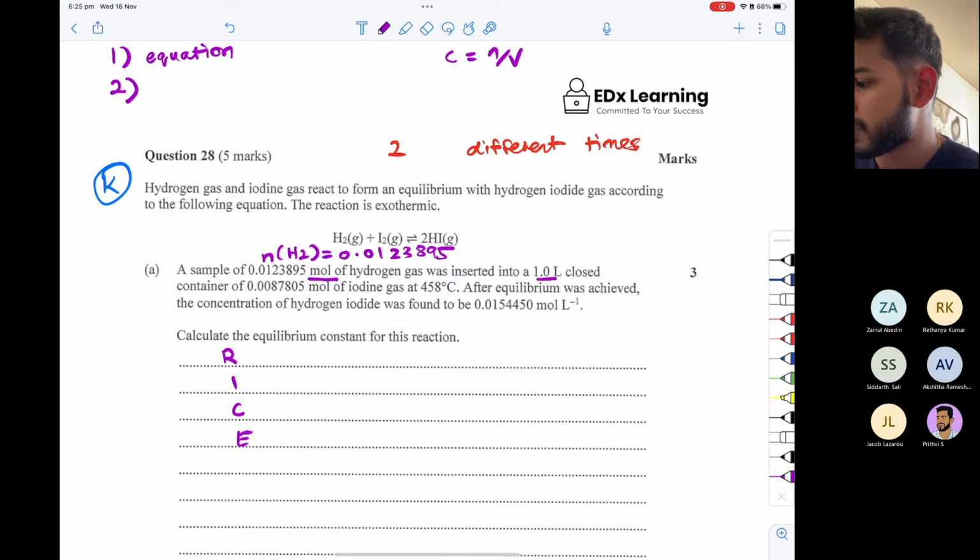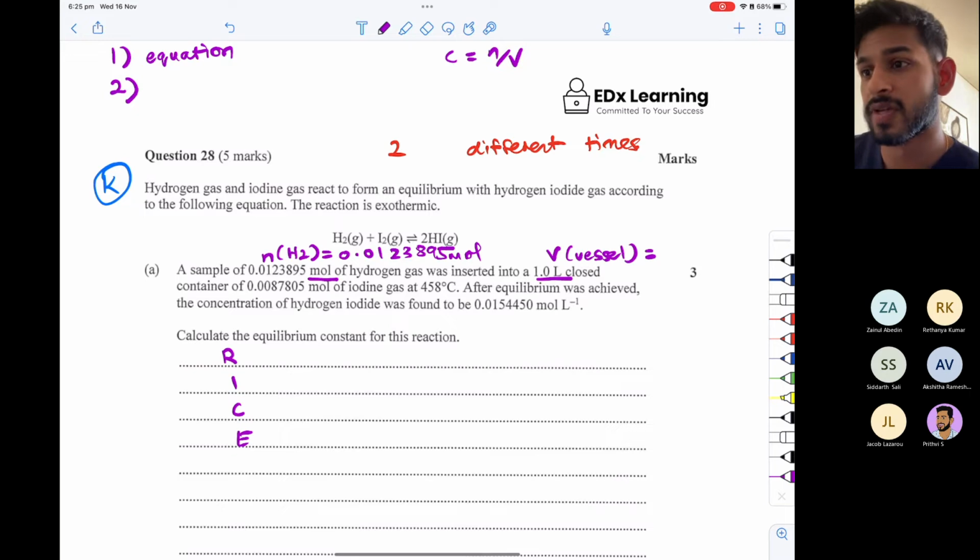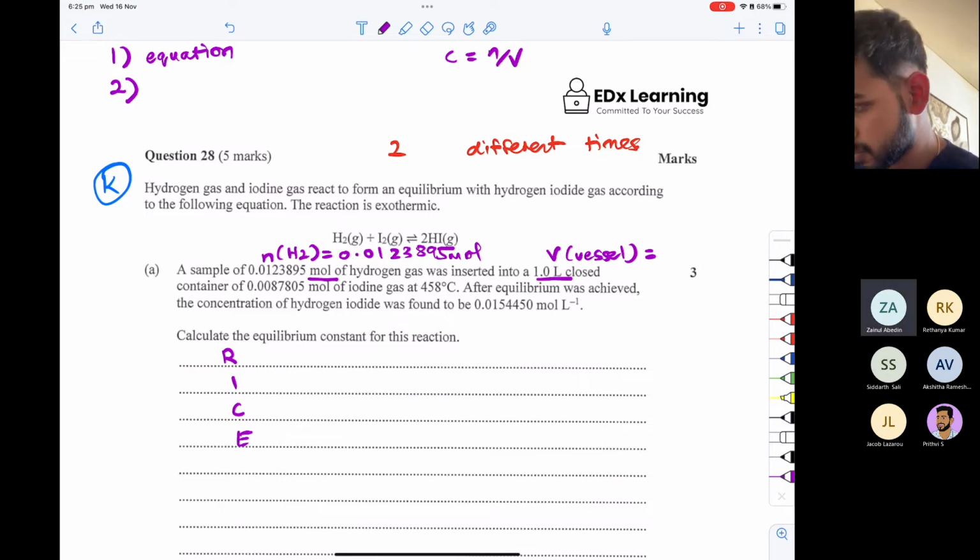What else have we been given? We've been told N of H2 is this value here. What other data do we have? So it'll finish it off for us. Your mic cut out for me. What did you ask? Finish off the rest of the data for us. What else do we have? We have the volume. Good, which is V, 1 liter.